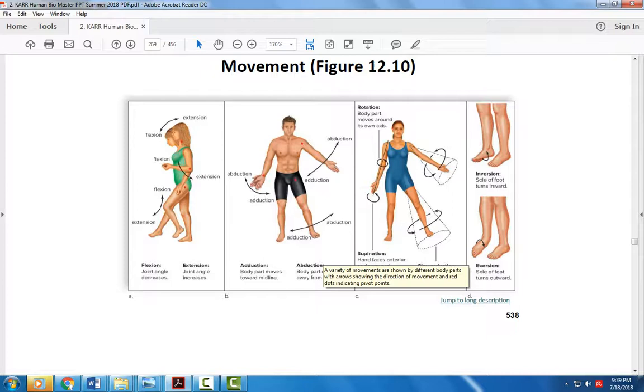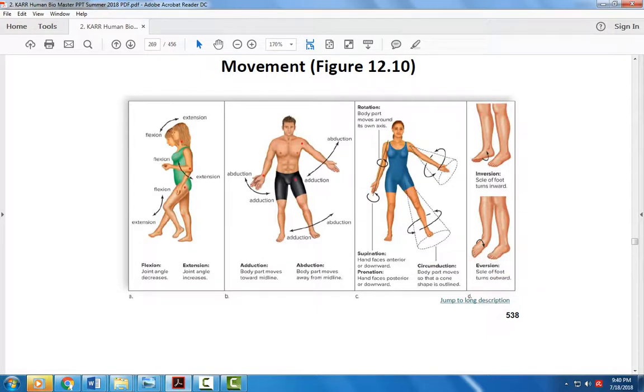And then we have terms called supination versus pronation. Pronation means it's facing down. So if you take the palm of your hand and face it down toward the ground, that's called pronation. Supination would be taking your hand and facing the palm toward the ceiling. So that's supination. And then circumduction is when we move the body part kind of in a circular motion.